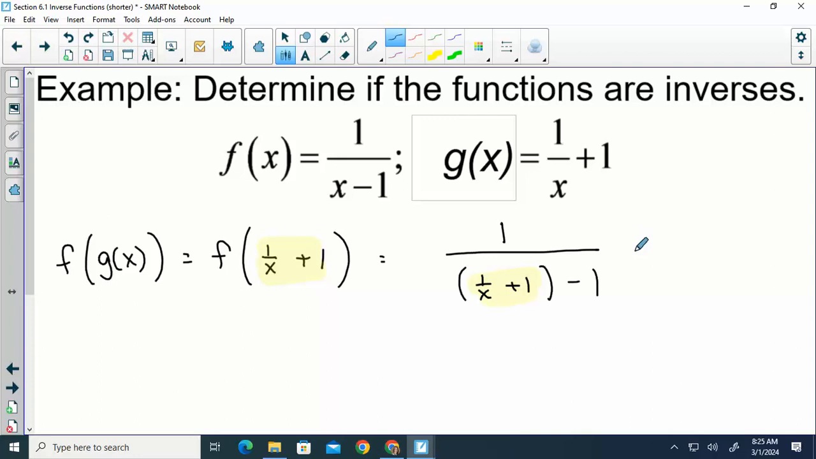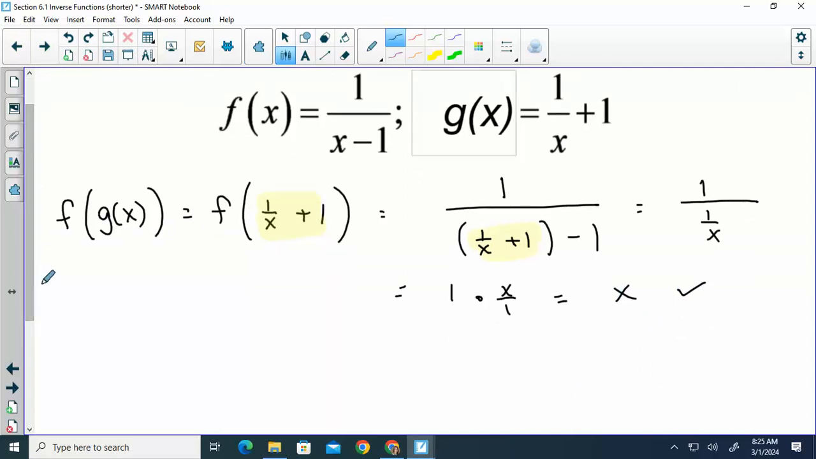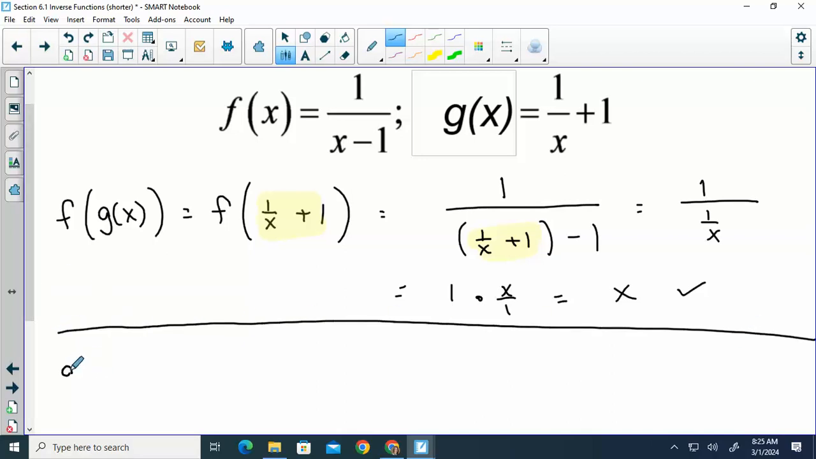Now what? The ones cancel. Yeah, plus 1 and minus 1 cancels. How do you divide fractions? By the reciprocal of the denominator, yep. And we get x. So is that enough to stop and say they're inverses? No, it means they probably are, but we need to check the other way.